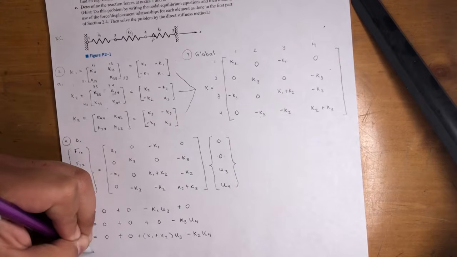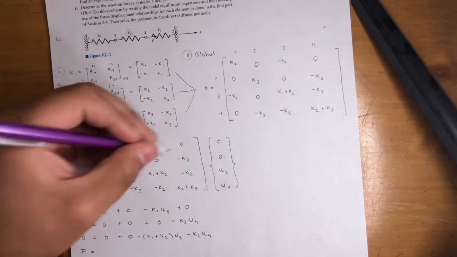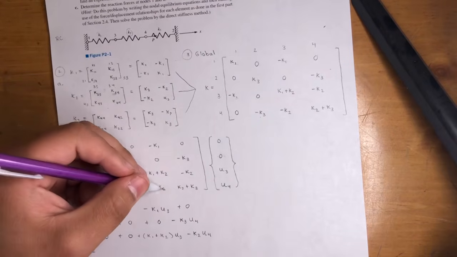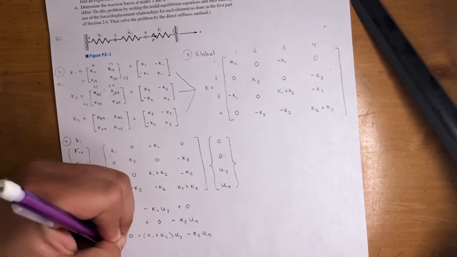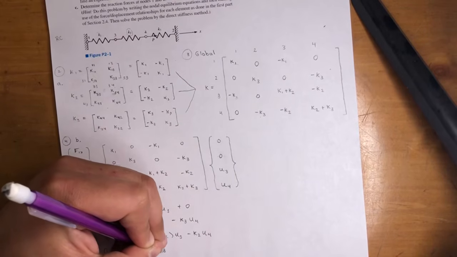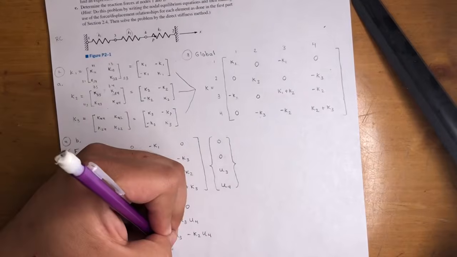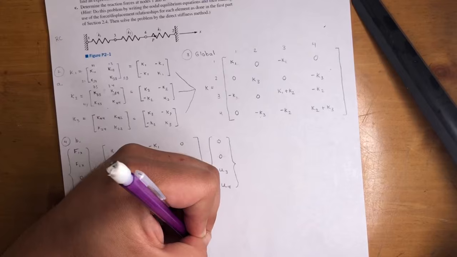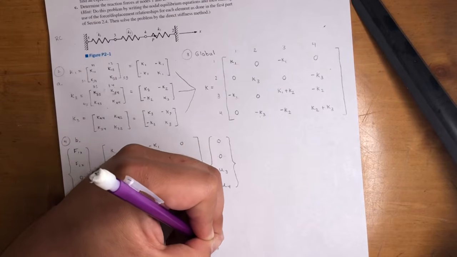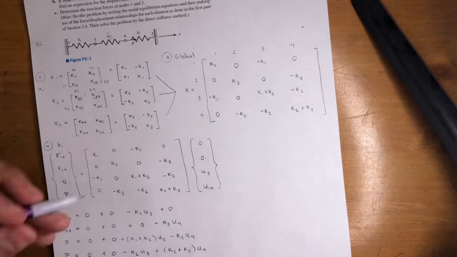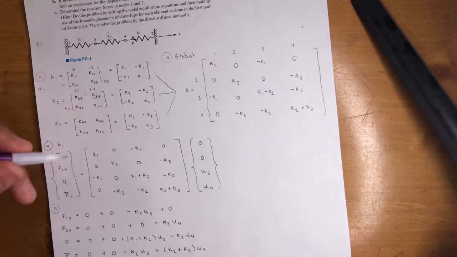Again, for P, we got 0 times 0, negative K3 times 0, negative K2 times U3, so it's 0 plus 0 minus K2 times U3 plus K2 plus K3 times U4.